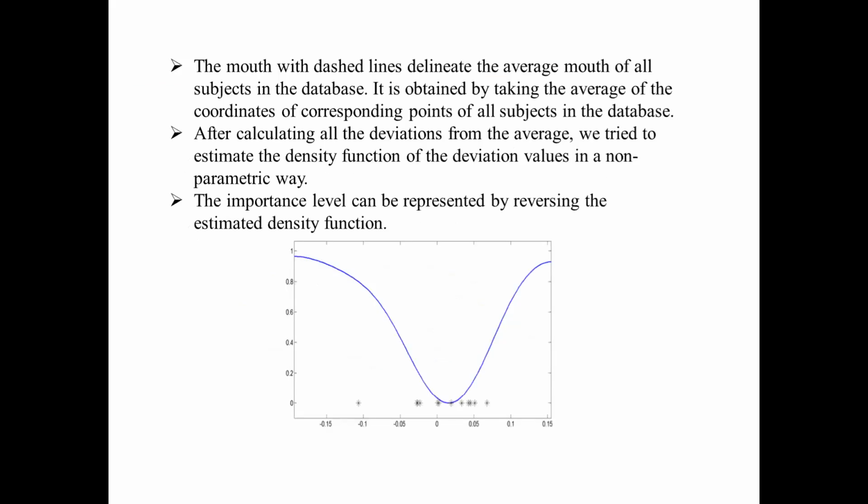So here the mouth with dashed lines delineates the average mouth of all subjects in the database. It is normally found by obtaining the average of the coordinates of corresponding points of all subjects in the database.